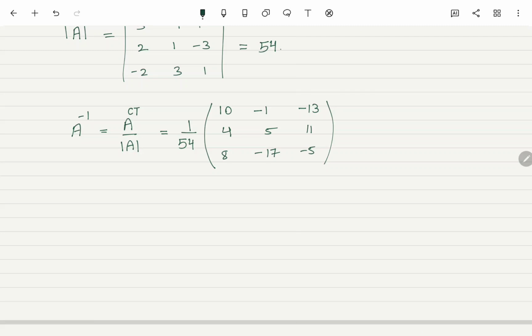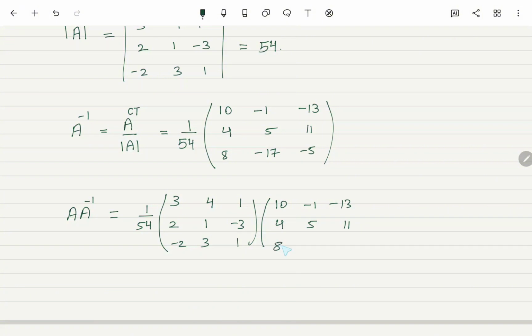Now let's examine our result here. Let's find A inverse equal to 1 over 54 times 3, this is the original matrix here, 4, 1, 2, 1, minus 3, minus 2, 3, 1. And you multiply by A inverse, which is this one right here. It's 10, minus 1, minus 13, 4, 5, 11, 8, 17, minus 5.